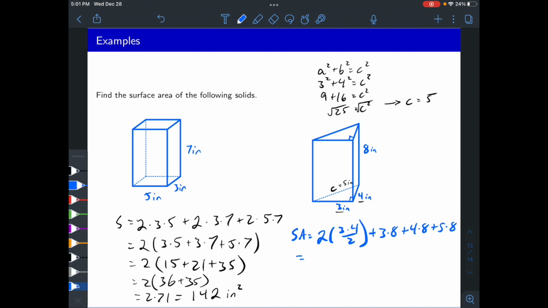I'm going to simplify all this. So here the 2's cancel out, and we're left with just 3 times 4, which is equal to 12. 3 times 8 is equal to 24. 4 times 8 equals 32. 5 times 8 is equal to 40. 12 plus 24 is 36. 32 plus 40 is 72. Add those up, and I get 108. And this would be measured in square inches.